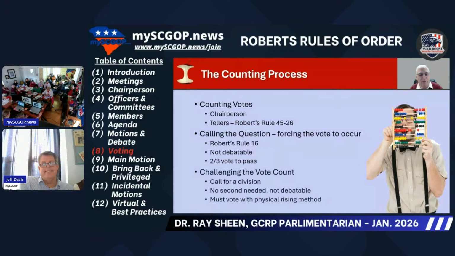Another rule concerning voting is when a voice vote is inconclusive or a member feels that the chairman's interpretation is incorrect. That member can call for a division. That does not require a second. When that motion is made, a revote occurs immediately using a physical rising method, not a voice vote or show of hands. However, the motion must be made immediately after the results of the votes are announced. Once the next order of business is started, this motion will not be allowed.